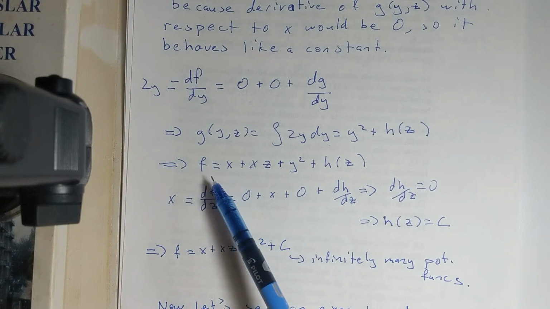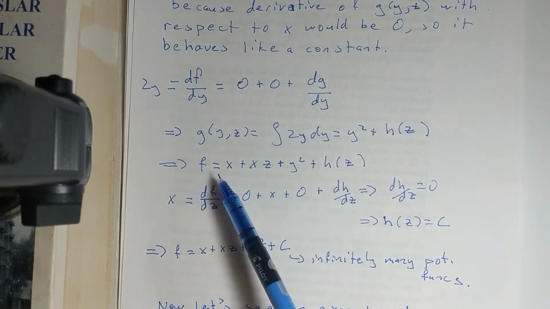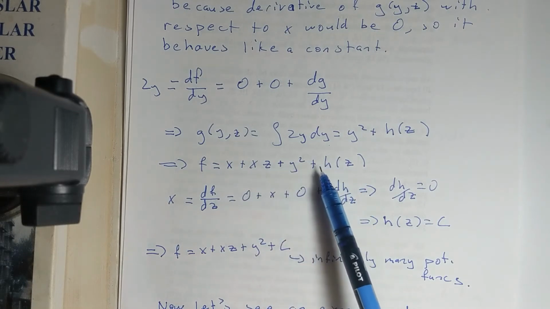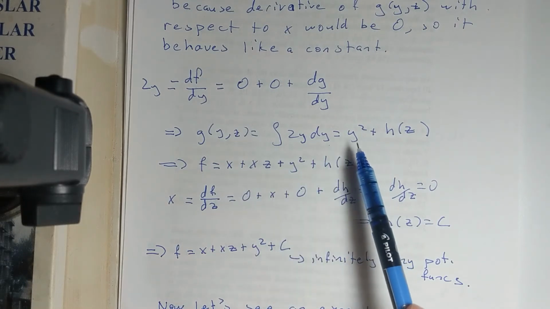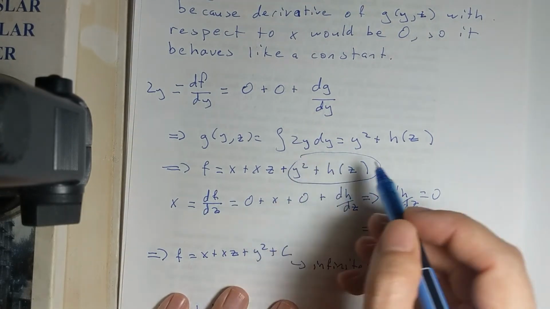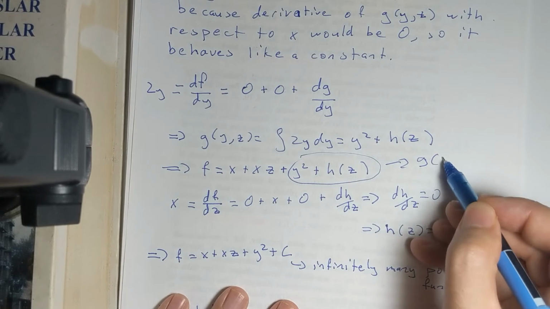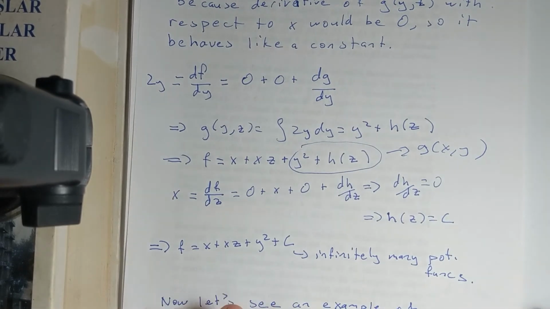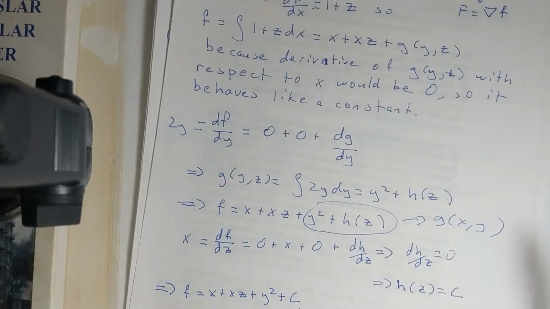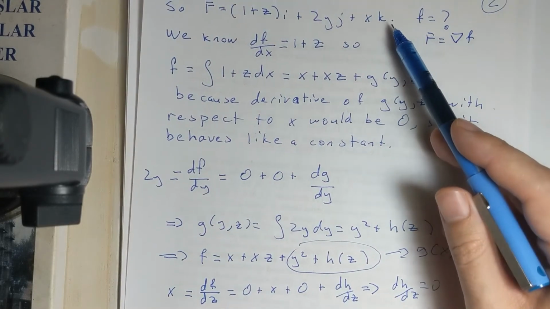I have f was equal to x plus xz plus g of x, y, but we decided that g of x, y is y squared plus h of z, so let me just label that. This is g of x, y, what we used to call g of x, y. So all we need to do now is decide who h of z is. Well, guess what? We're going to use the third partial for that.